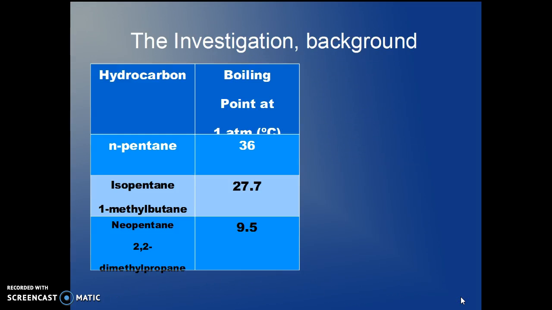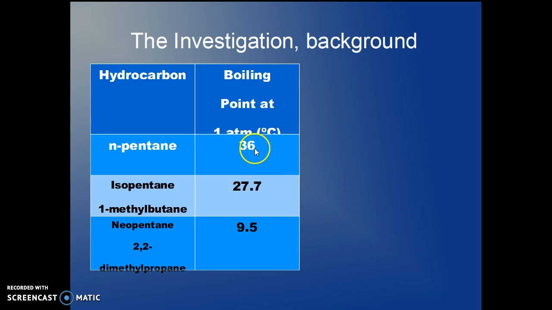Now, the investigation you will at some point do is you're going to find the boiling point at 1 atmosphere of normal pentane, isopentane, which is also called 1-methylbutane, and neopentane. Another one we occasionally do is propanol and isopropyl alcohol. That is another thing to do.